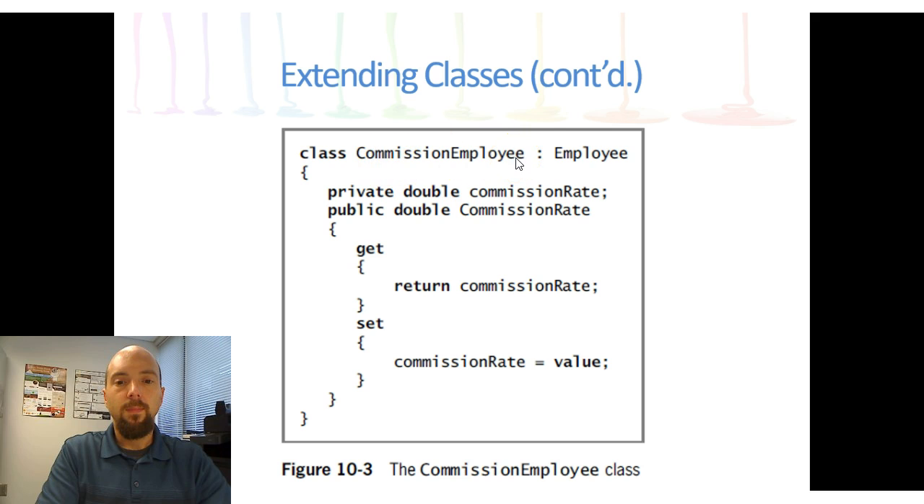And so what this will do is, when we actually create a new commission employee, the system will create the commission employee and then look at employee first and get all of the properties from employee. So all of the attributes, all of the methods. If it has a constructor, it gets that. And then it will look at the commission employee and apply all of this stuff.